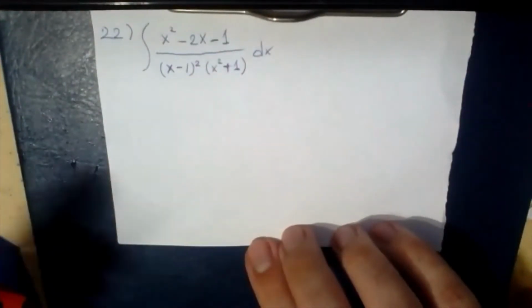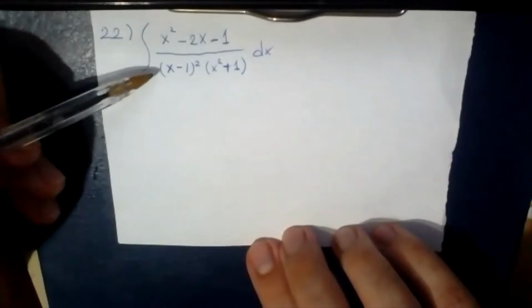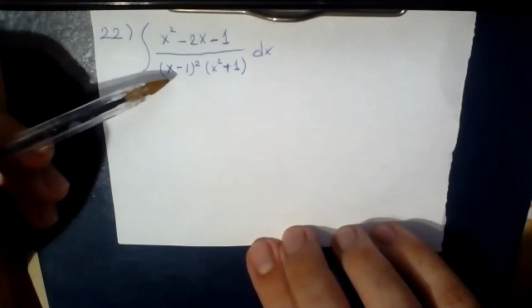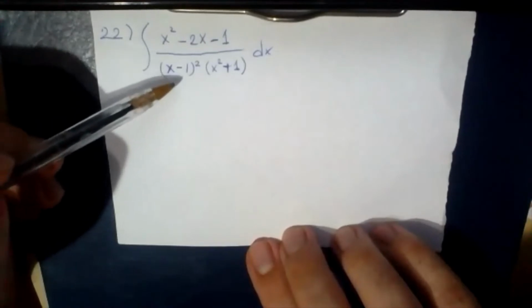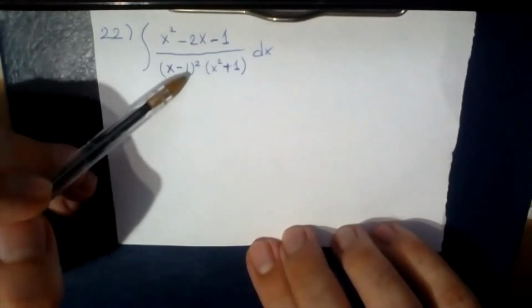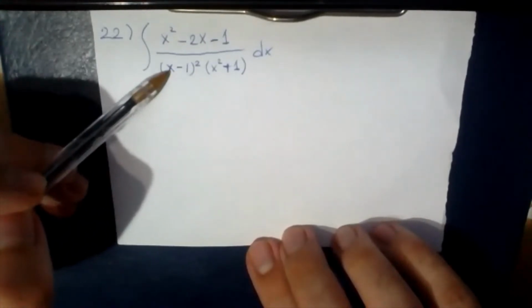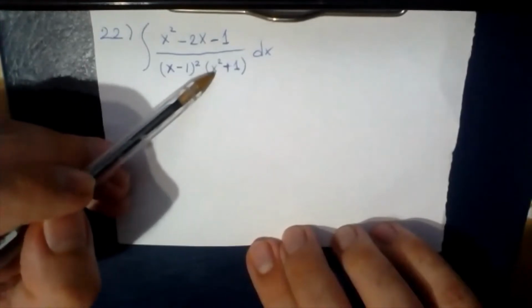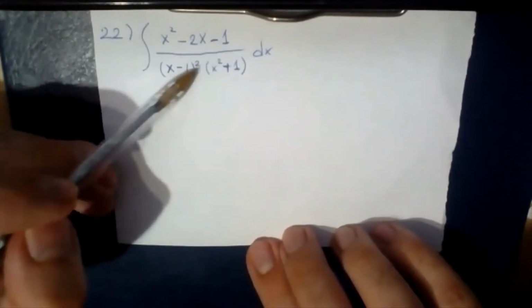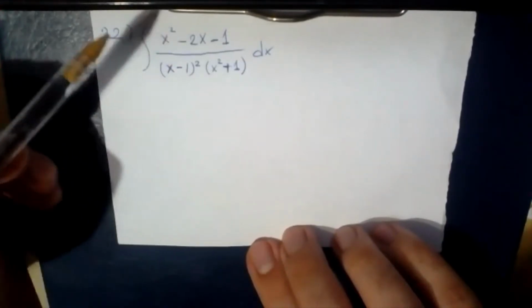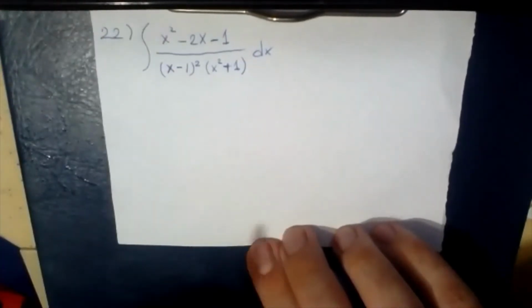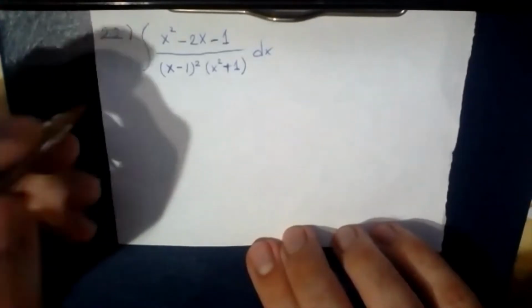First, this is a rational function. The denominator is already factorized. The degree of the denominator is the square of a polynomial of degree 1 and a polynomial of degree 2, which add up to degree 4. And the degree of the numerator is 2. So we don't need polynomial division.